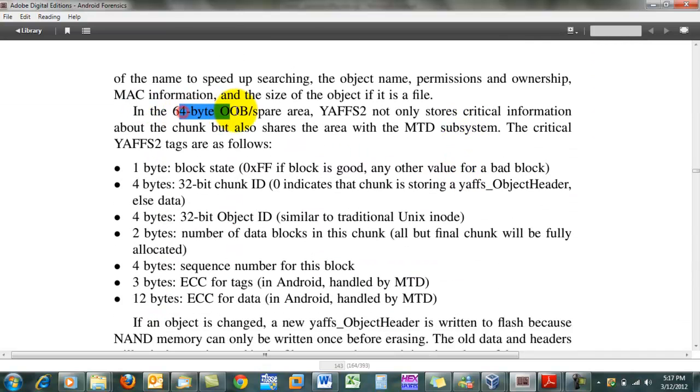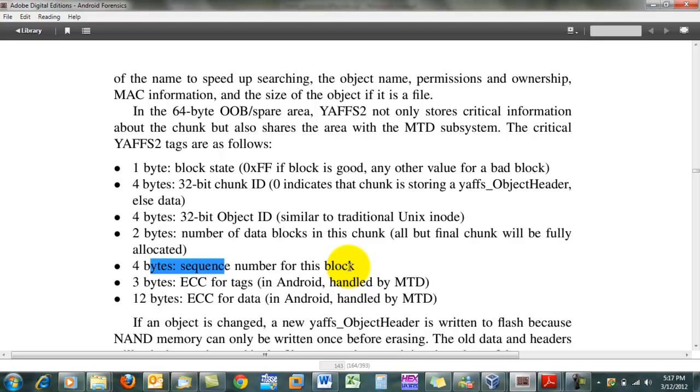In the 64-byte OOB for every chunk of data, there is the block state, whether it's good or bad. If you see 0xFF, then it's good. If it's any other value, it's bad. Of course, there's also something like the sequence number: the highest sequence number is the latest block. The older sequence numbers are considered obsolete blocks, so it won't read them.